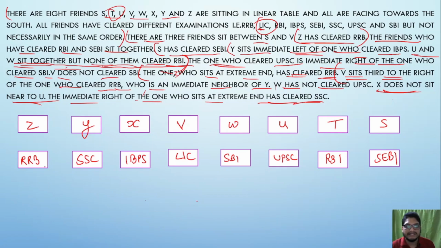So Z is the guy who has cleared RRB, Y is the guy who has cleared SSC, and so on. Now you will say that we have avoided the directions, na? Let me just show you one magic. And what is that magic?